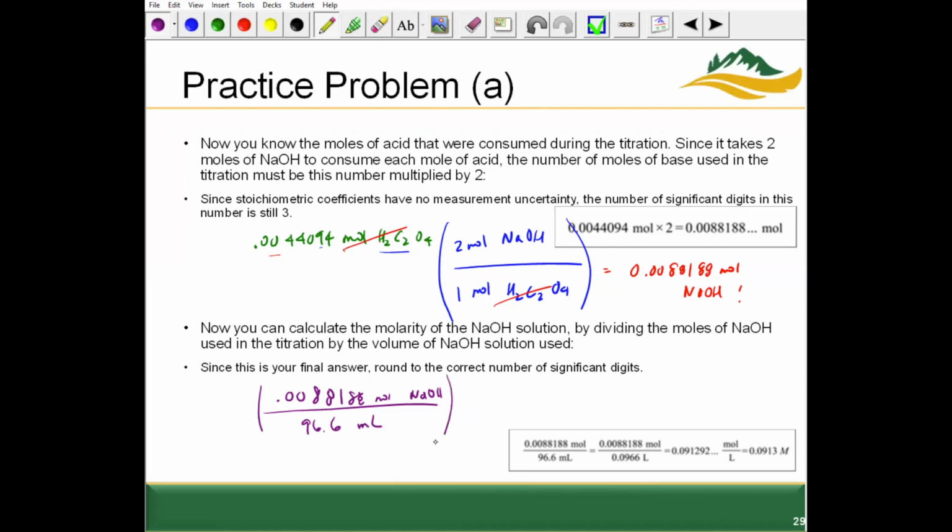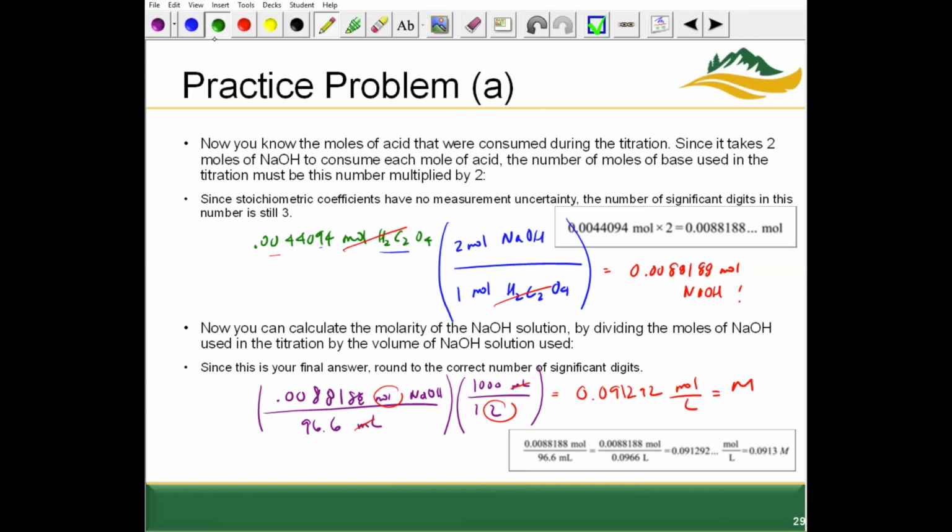We are definitely not yet in molarity though, because this is now moles per milliliter. To get this into moles per liter, there are 1,000 milliliters per liter. mL and mL cancels out. Now we can get a moles per liter. This comes out to 0.091292 moles per liter. Same units as molarity now.